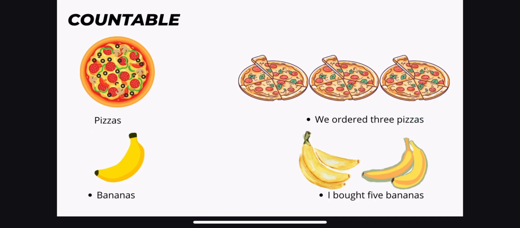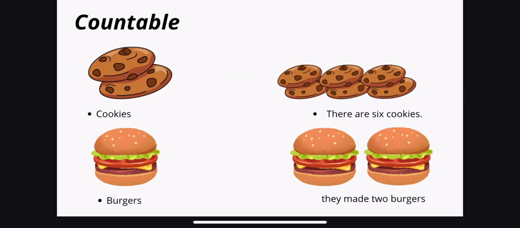These are pizza and bananas. We can count them. For example, we ordered three pizzas and bought five bananas. These are cookies and burgers. They are countable nouns. For example, there are six cookies and they made two burgers.